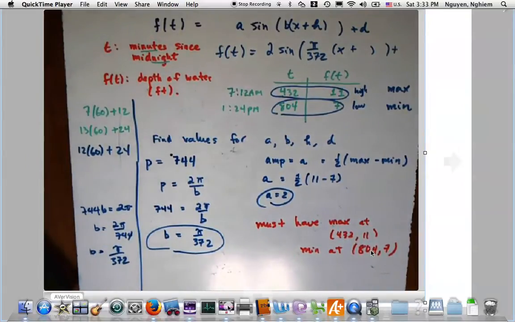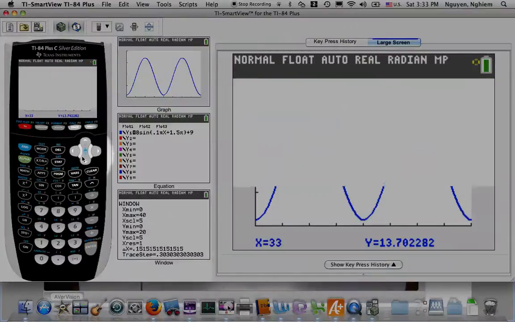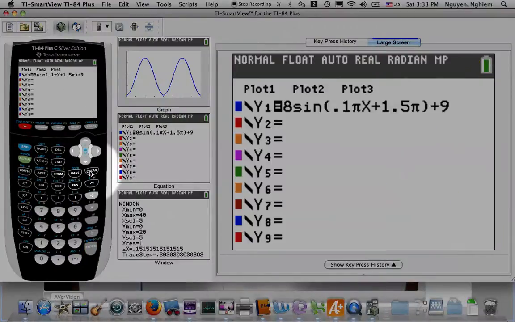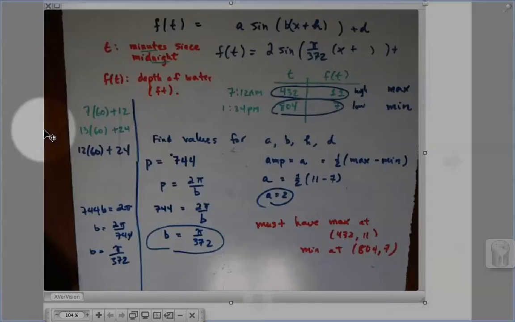So let's graph it and see what we've got so far. Let me go to my grapher. Let's go to y equals and clear out everything in here, and graph our function. It's going to be 2 sine, quantity. Remember to put in the parentheses, otherwise the order of operations is going to mess you up. Pi over 372 times x, and we don't know what h and d are yet, so we'll leave that alone for right now.